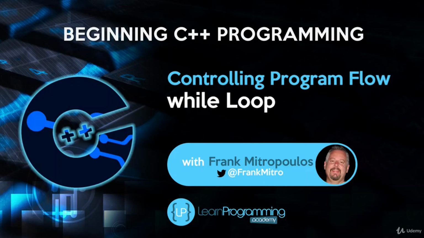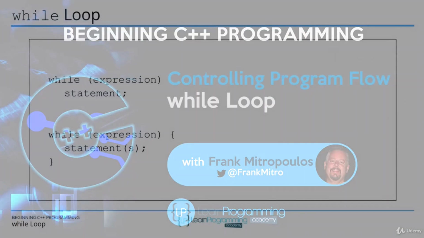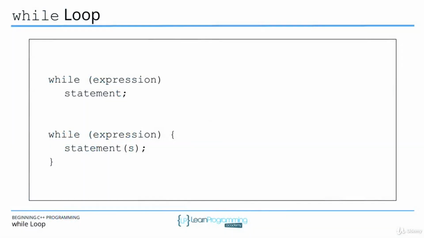In this video, we'll learn about the C++ while loop. The while loop is an example of a pre-test loop because the test is done at the beginning of the loop. So it's possible that if the test fails immediately, then the loop body will never execute. The syntax for the while loop is the keyword while followed by an expression in parentheses. This expression has to evaluate to a Boolean value. This is followed by the statement or statement block to execute if the expression evaluates to true.